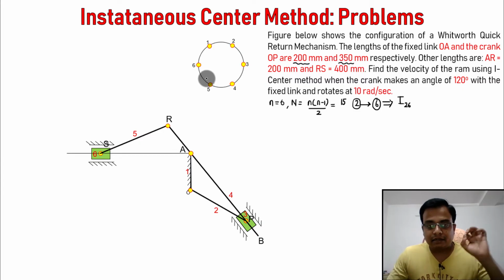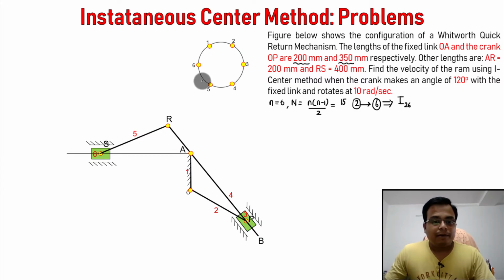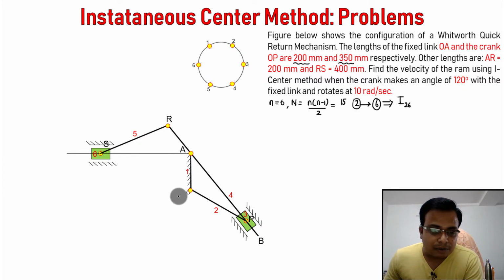Okay, let's start with I centers which are fixed and permanent. So let's start from here. 1, 2. This is link 1, this is link 2. That's a fixed I center, that is I12. Blue color, always remember. The links have been represented by red color. The I centers will be represented by blue color. 1, 2. This is 2.